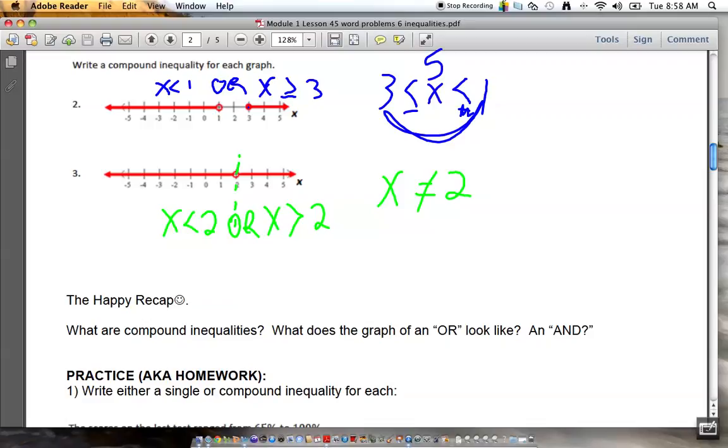Okay? Now, what does that word compound mean? Two or more, right? When you have compound problems, you have at least 2 problems. When you have a compound fracture, you have the bone broken plus it pierces the skin. What does the graph of an or look like, everybody? What's the graph of an or statement look like? Show me.